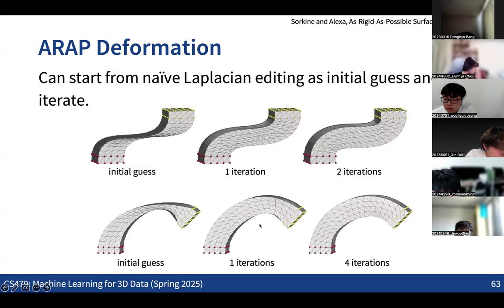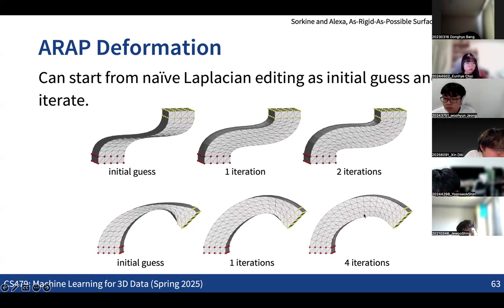These are some examples where we fix the red point here and then move the yellow point here. As we iterate more, solving those two systems, you can see that we get a more natural deformation like this. We start from some initial deformation, and as we iterate more and more, we see more natural deformations.